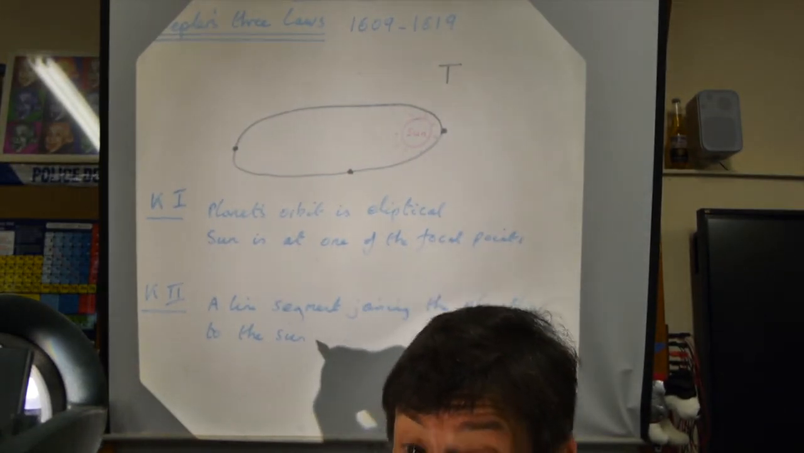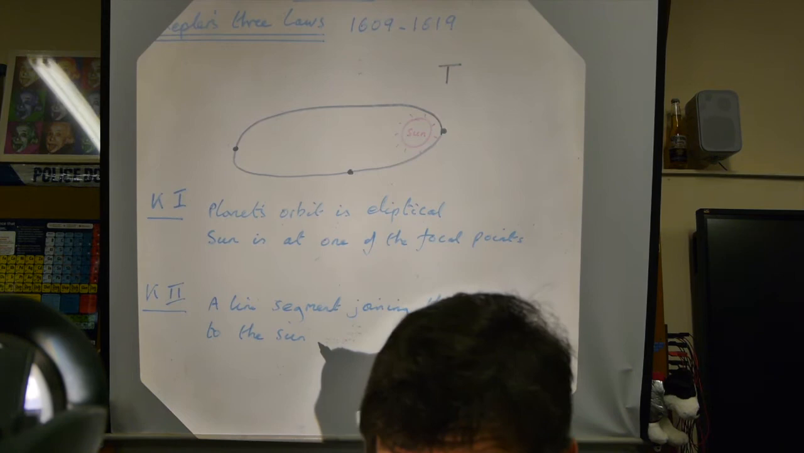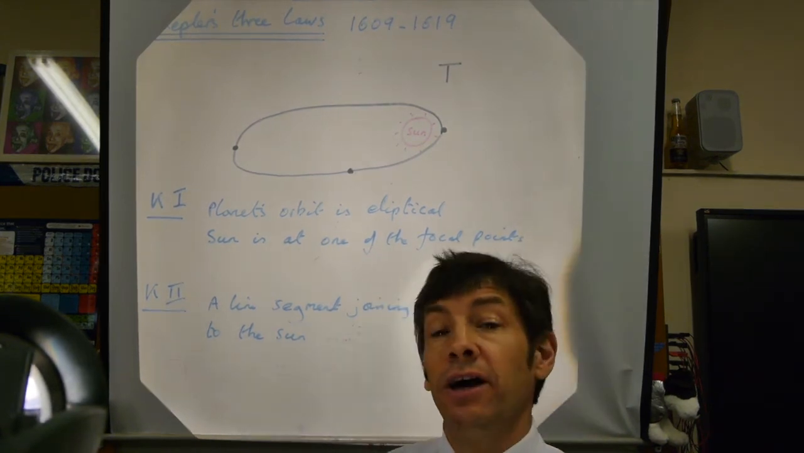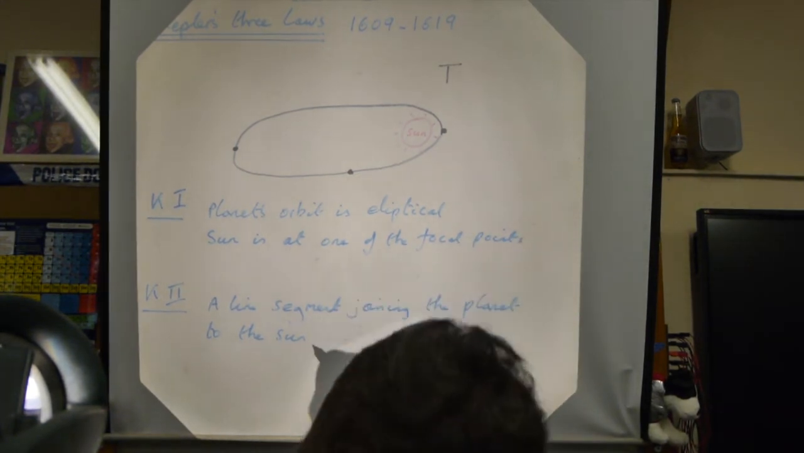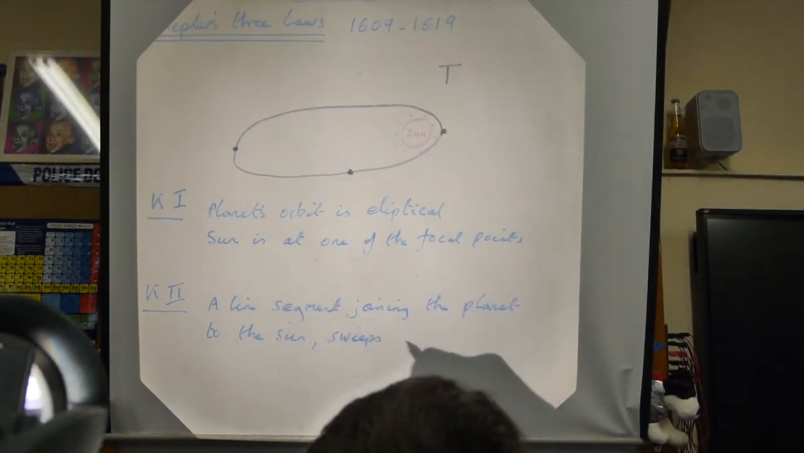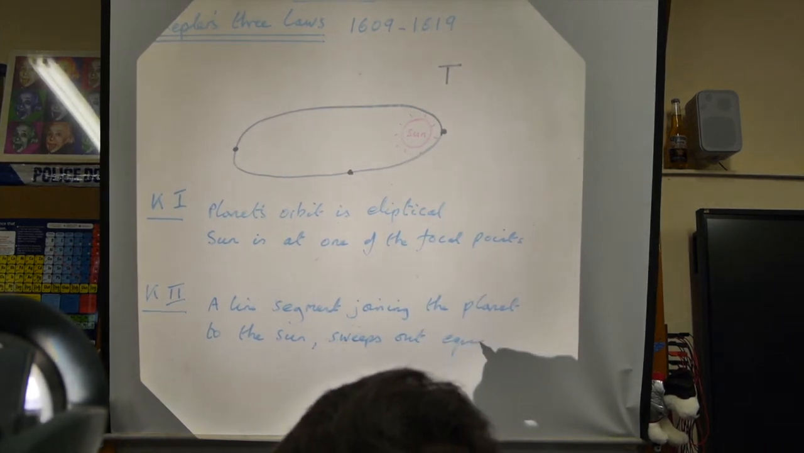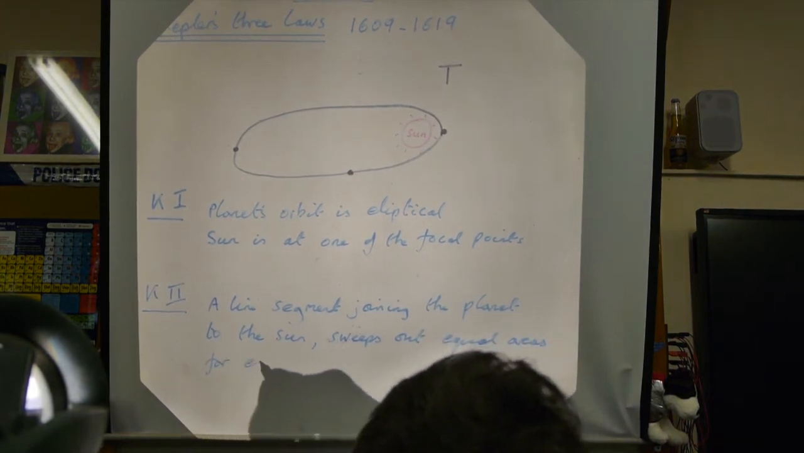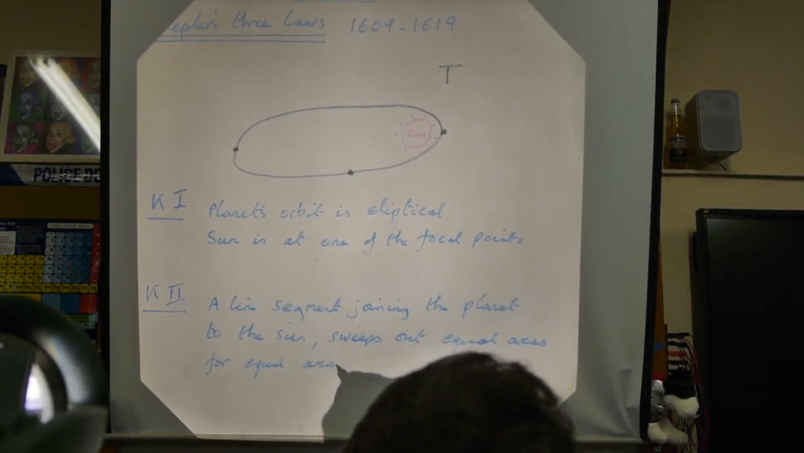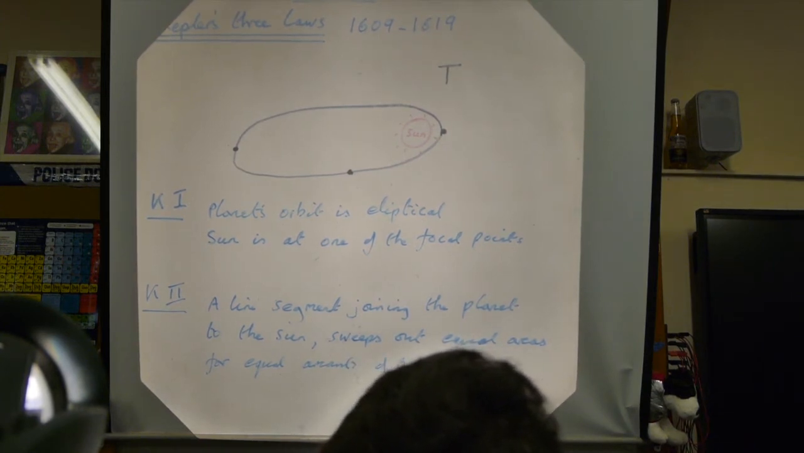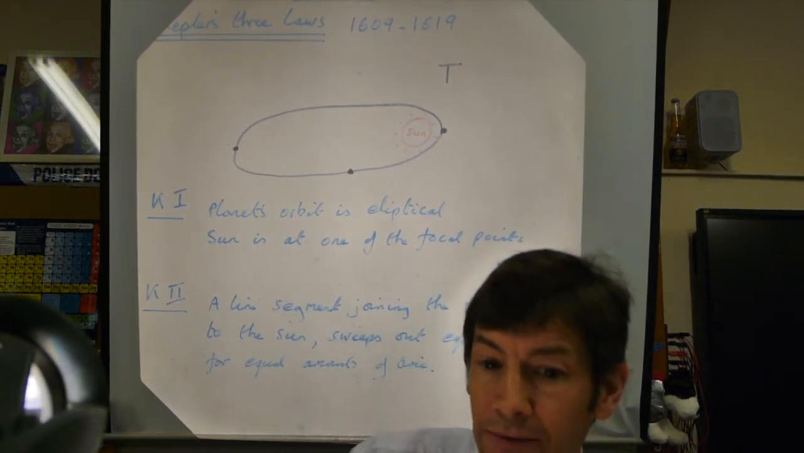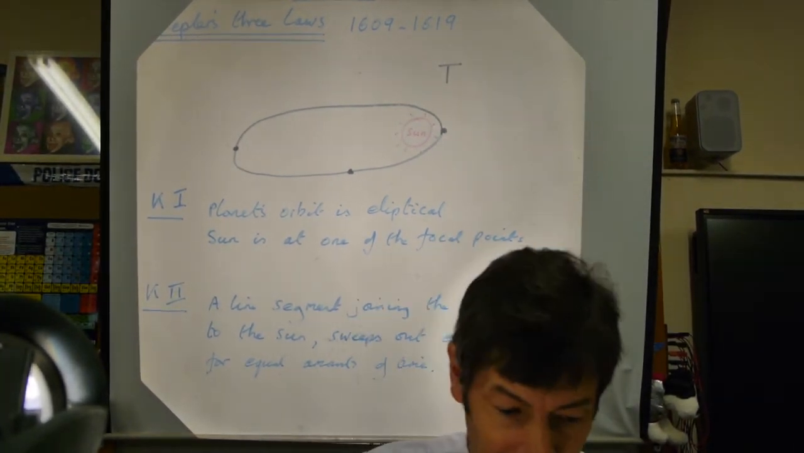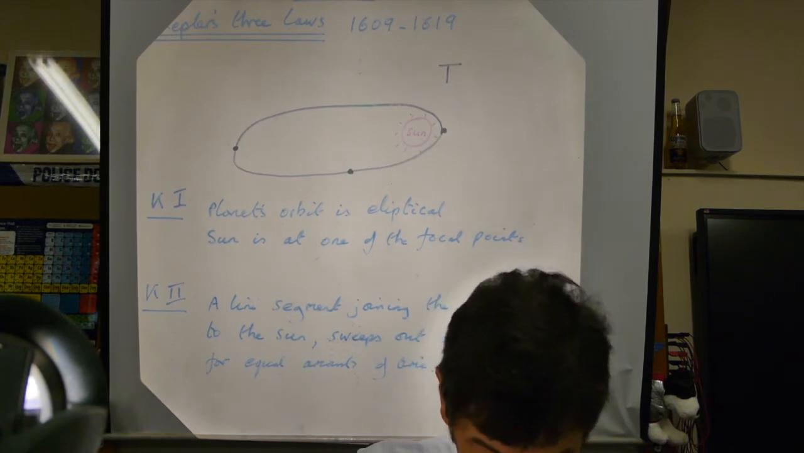If you take that line segment, it always sweeps out the same amount of area for equal amounts of time. So it sweeps out equal area for equal amounts of time. Now, if you can't visualize what that means, let me draw on the diagram, and I'm going to try my best to get this right.